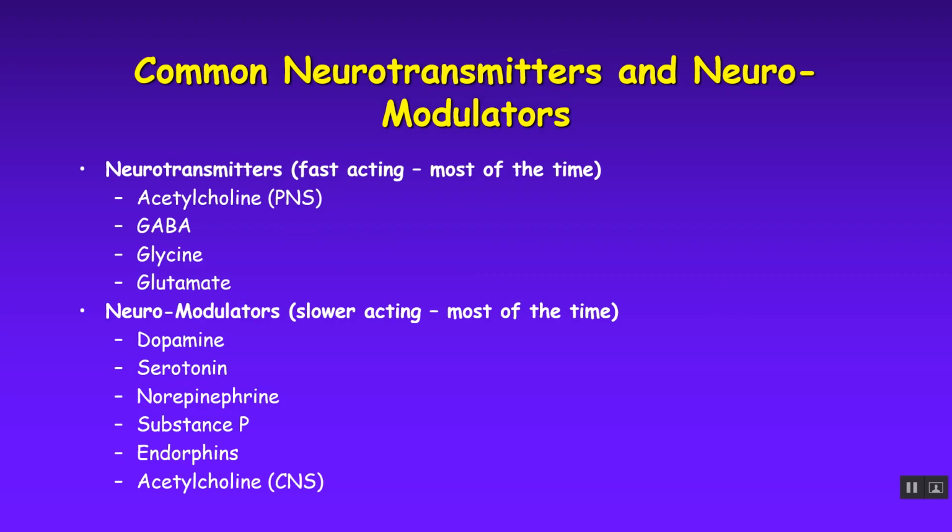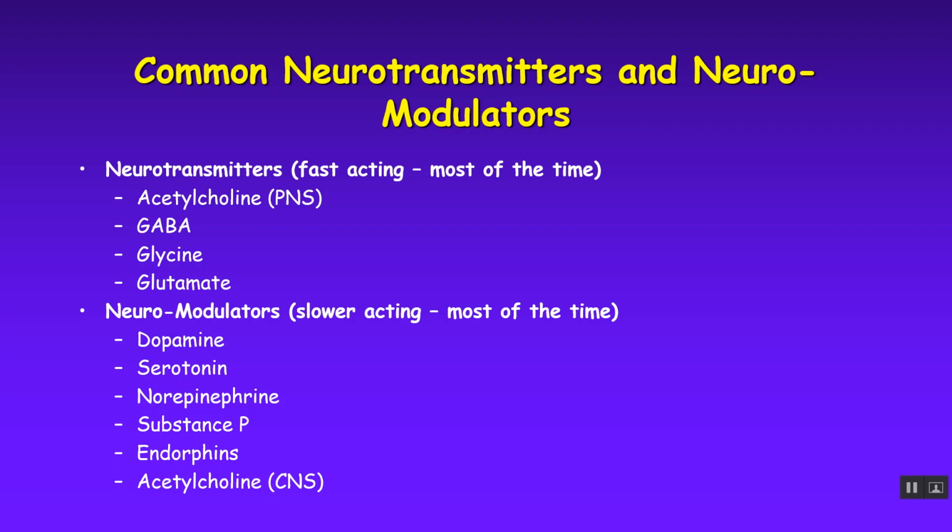So, common neurotransmitters and neuromodulators. These are the bread and butter ones. There's lots of others, but we're just going to focus on these right now. Neurotransmitters that are typically fast-acting most of the time, though there's always some exception to these rules, are going to be acetylcholine, which tends to be fast-acting in the peripheral nervous system. However, acetylcholine is also used in the central nervous system where it activates G protein mediated pathways, so slower acting. So acetylcholine is fast acting if you consider just what its activity does in the peripheral nervous system.